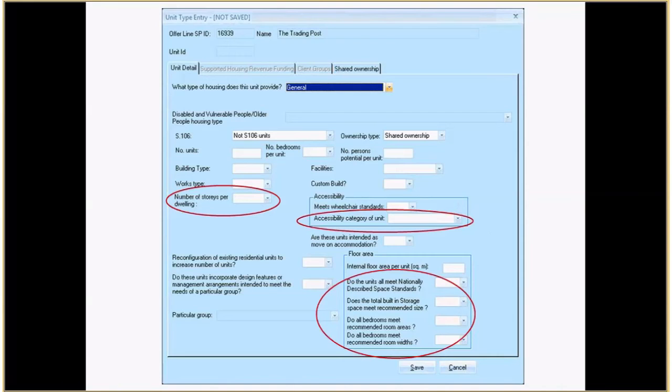The final bit of information that's new to offer lines is around space standards and the nationally described space standards and whether the units meet those. So there are 4 questions there. 3 of them are asking about meeting standards, and the first question asks, do they meet all the described space standards? If you select yes, the others below automatically populate to yes.